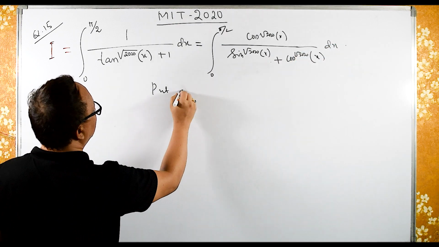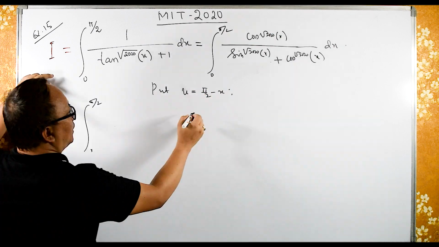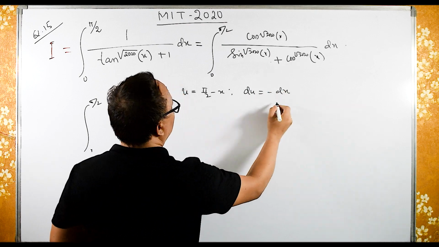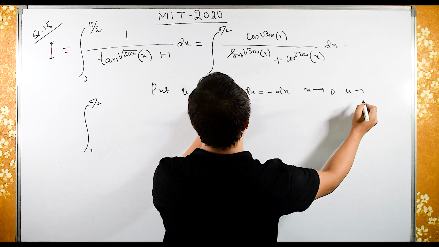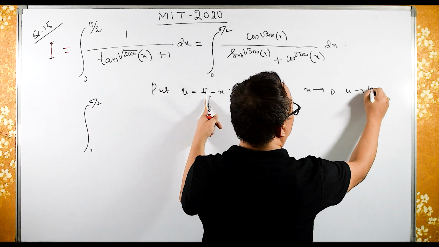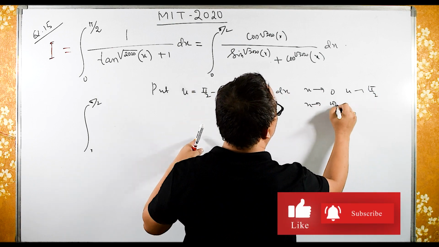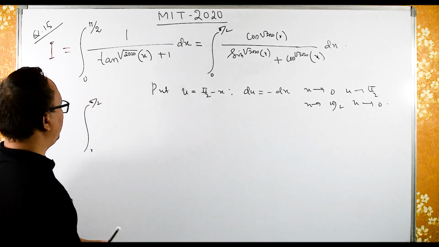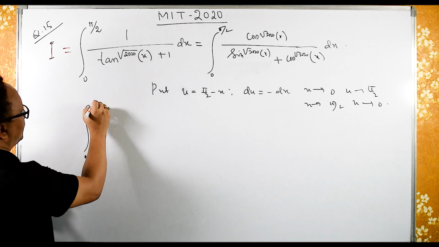By King's principle, u equals pi by 2 minus x. What is du? du is minus dx. What about limits? When x tends to 0, u tends to pi by 2. When x tends to pi by 2, then u tends to 0. So the limits 0 to pi by 2 become pi by 2 to 0.